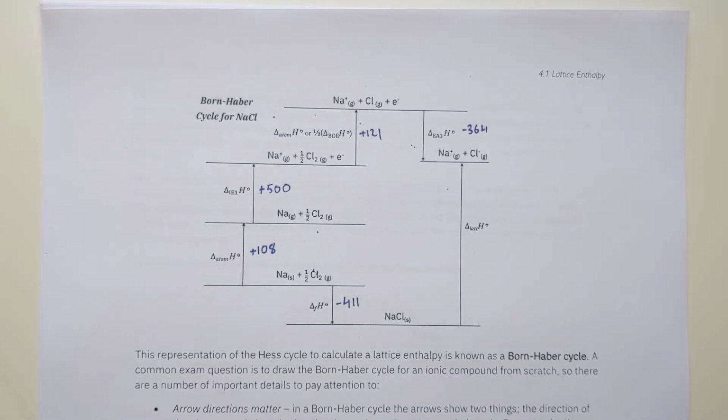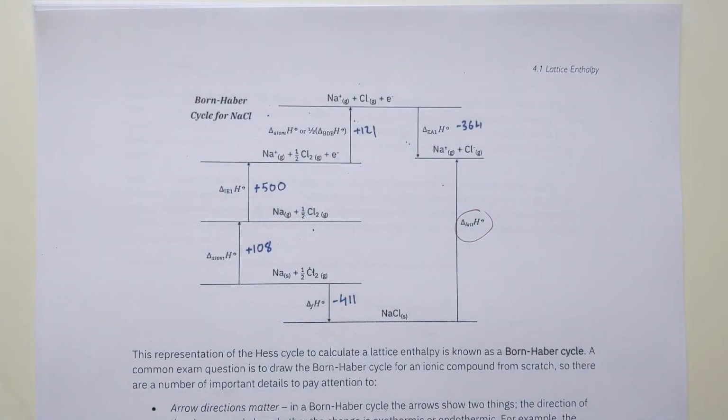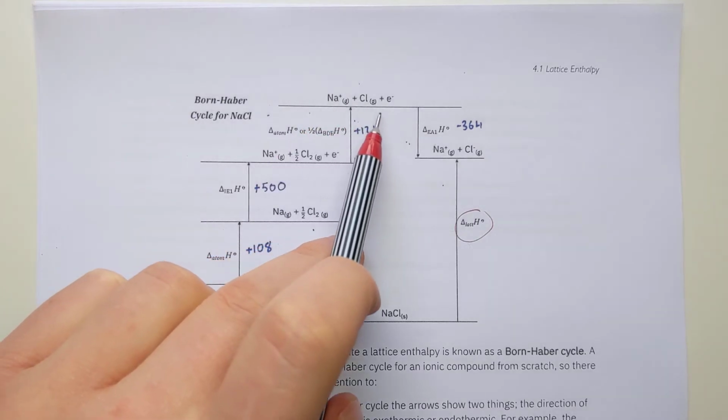Now we're going to go back to using it a bit like a Hess cycle question, or Hess's law question. The change I want to calculate is this one here that I don't know, the lattice enthalpy. I've got a number of other changes which could give me an alternative route around that cycle.